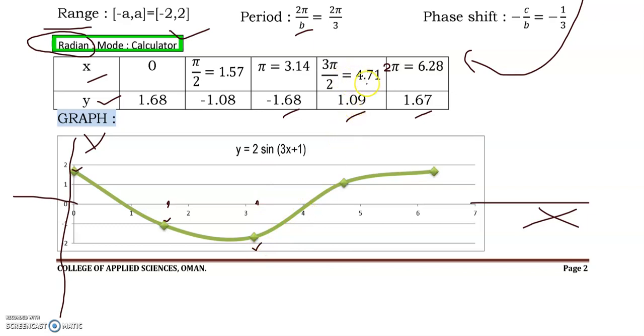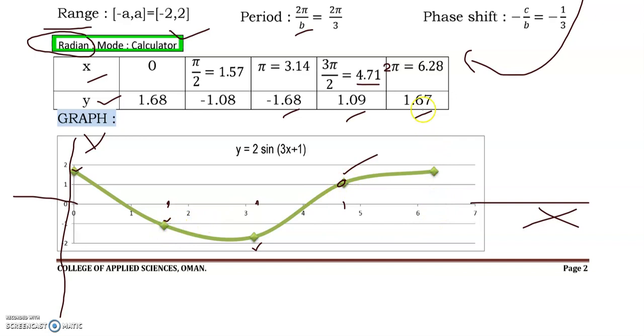Now here x is 4.71. So this is your x, 4.71. This is your y, 1.09. So here you have to plot these points. The squares, you see the squares.